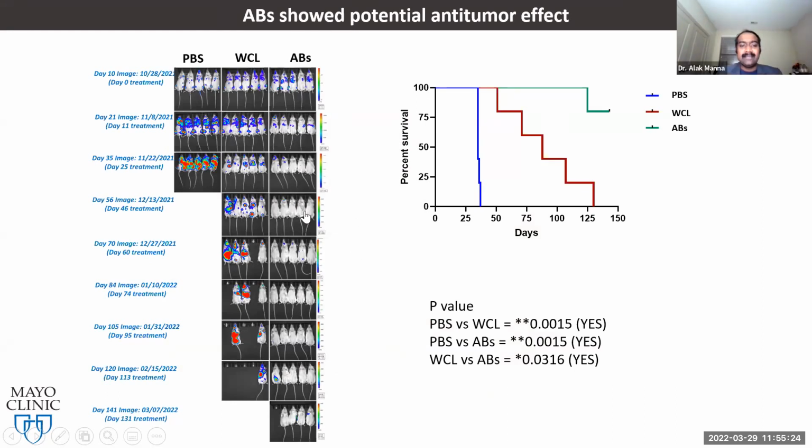But if you compare with the AB-treated groups, there is a significant decrease in tumors. The survival is also significantly different, statistically, between these groups: PBS versus WCL, PBS versus AB, and AB versus WCL. All are statistically significant. That is very impressive for us to move forward.